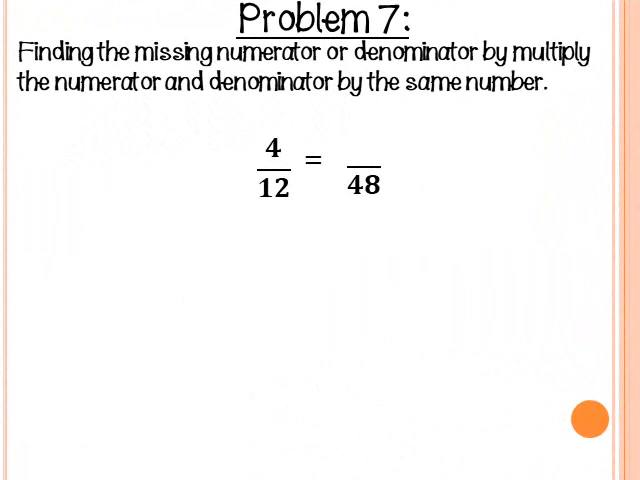For problem number 7, you're missing your numerator as well. So 4/12 equals something over 48. So let's look at the bottom. Look at our two denominators. 12 times what gives you 48? 12 times 4 gives you 48. So whatever you do to the bottom, you must do to the top. So 4 times 4 gives you 16. So 4/12 is equivalent to 16/48.